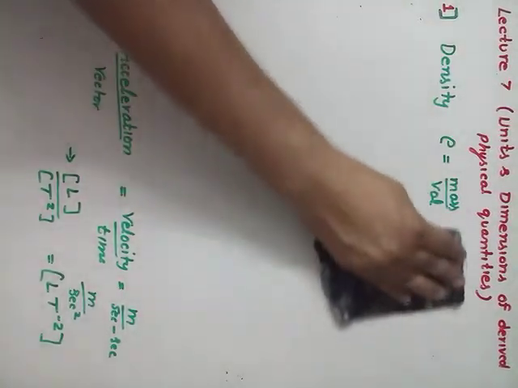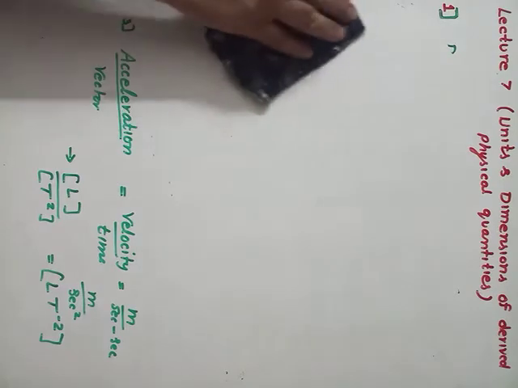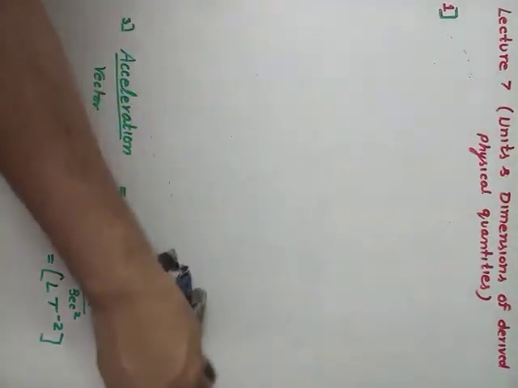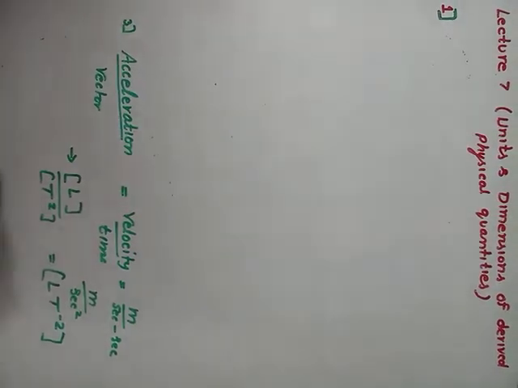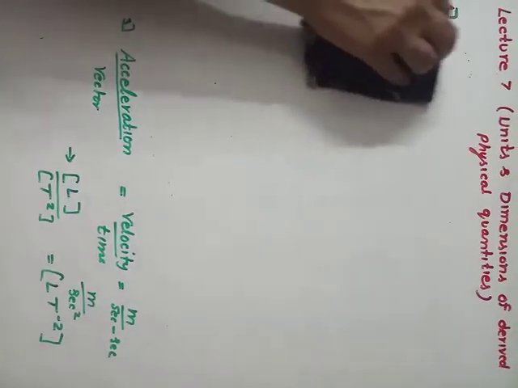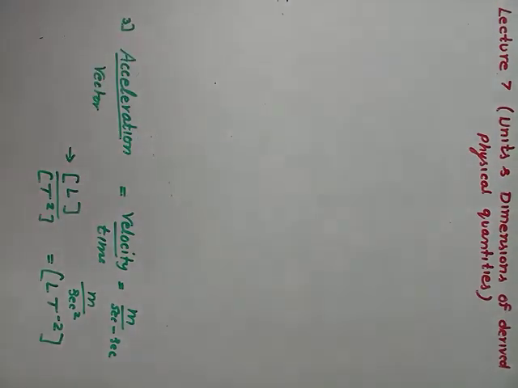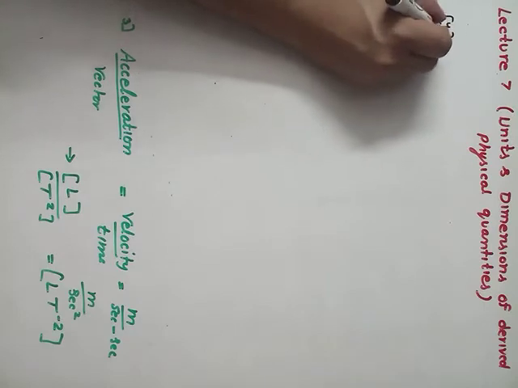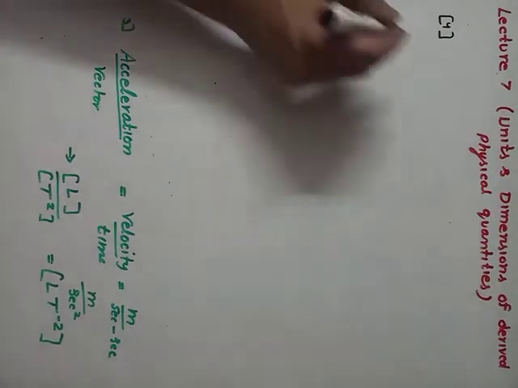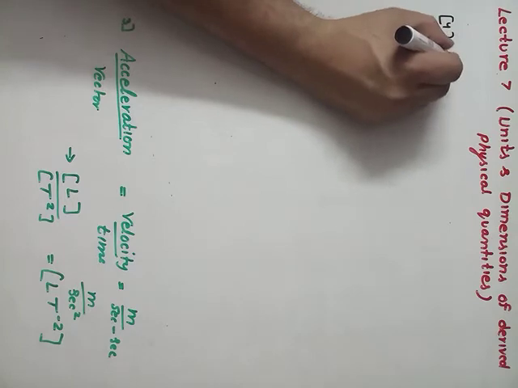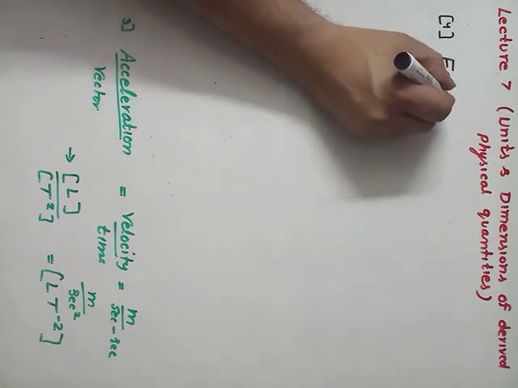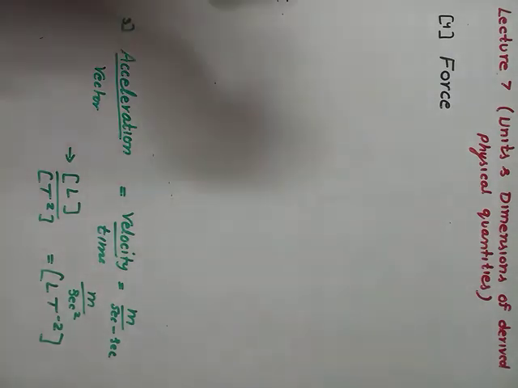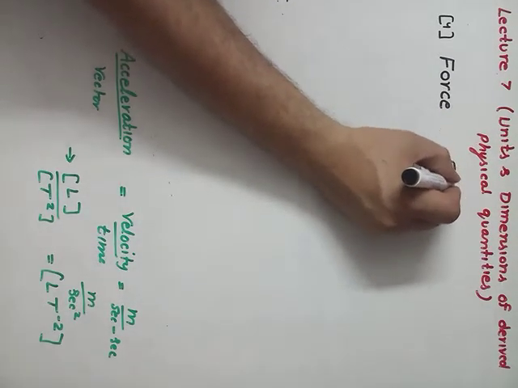Now, I will derive approximately 20 derived physical quantities, and you should know at least the dimensions of these 20 physical quantities. Number 4, I have not rubbed out acceleration because number 4 we have to find the dimension of force. I think you have done this in 9th class, that F is equal to ma. The formula is ma.